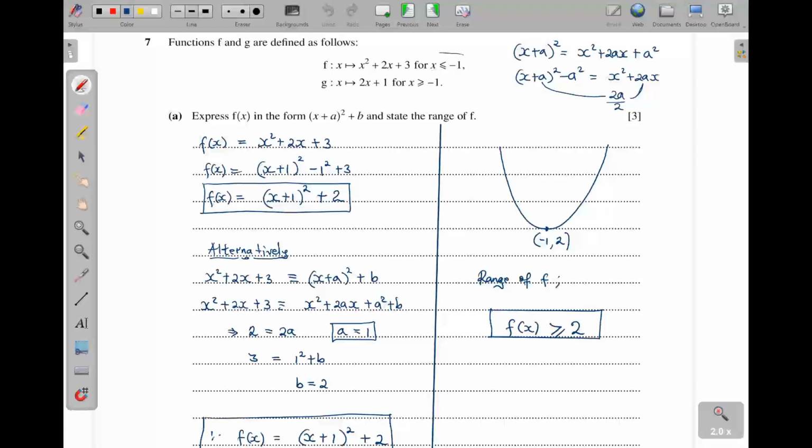The domain here is x less than or equal to -1. Have they chosen the side which is the left of the turning point? Then choose the minus. Have they chosen a side which is right of the turning point? Then choose the positive. Let me show you why you are supposed to do it that way.